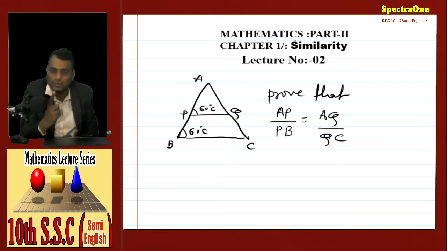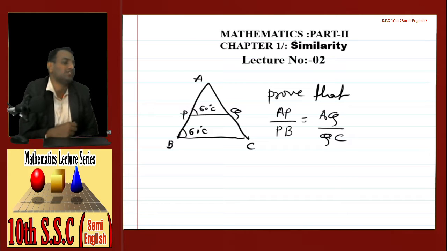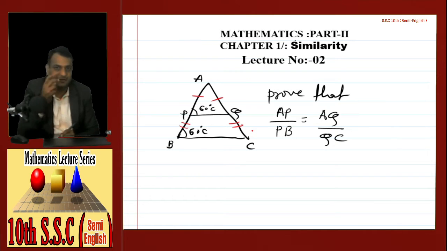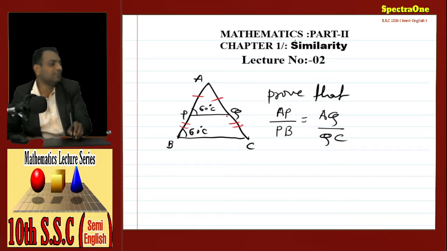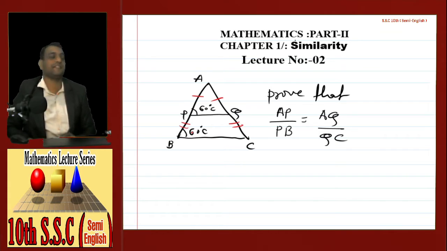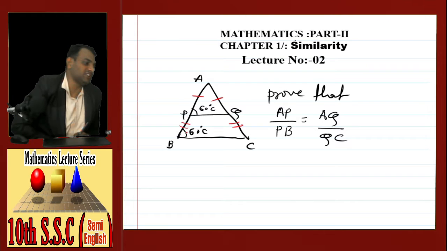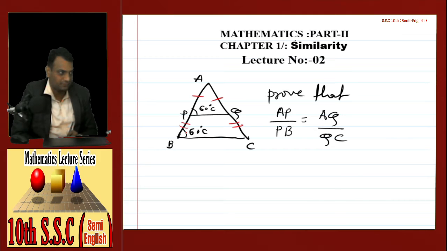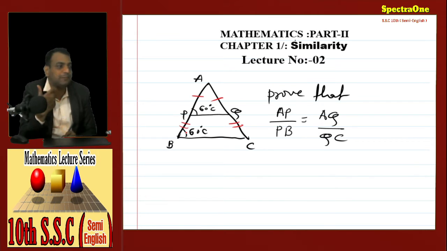Now, what we have to prove? AP upon PB is equal to AQ upon QC. It means the ratio of this line and this line is equal. But we know the basic proportionality theorem: if we prove that PQ is parallel to BC, then according to the basic proportionality theorem, AP upon PB is equal to AQ upon QC. So we have to prove that PQ is parallel to BC.